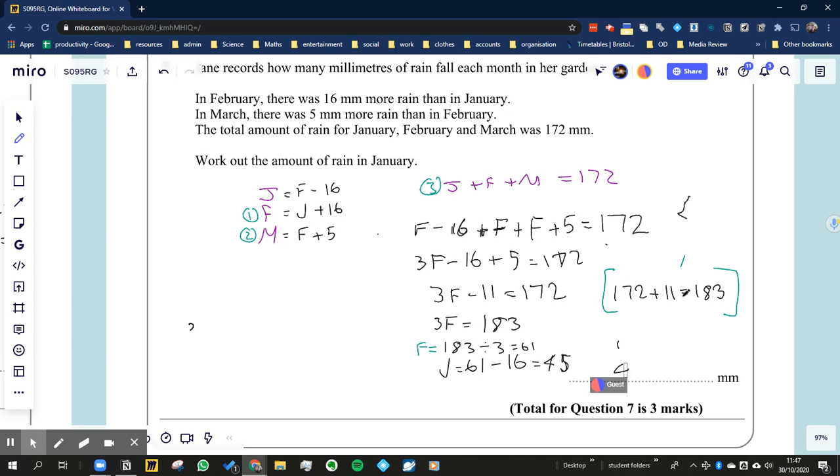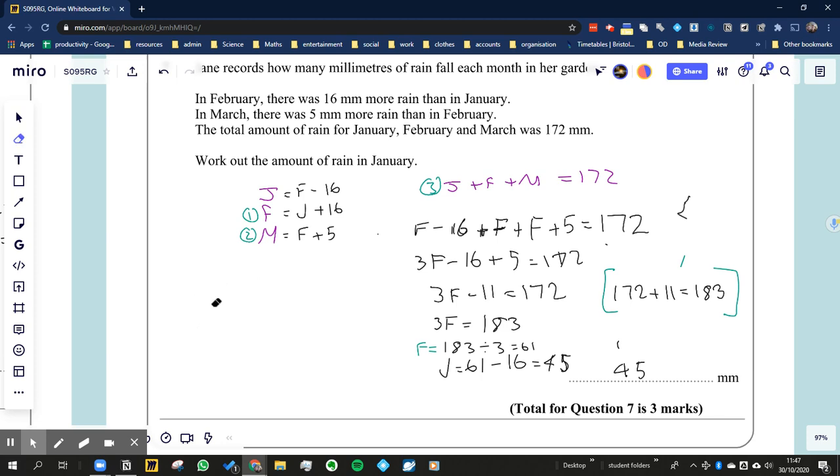Then they said 172 plus 11 is equal to 183 because they're going to move that over there. And then they said therefore 3F is equal to 183, and then 183 divided by 3 is 61, so that's what F is. And then they went up here and said J is equal to F minus 16, so that's 45. So that is fine. What I would suggest is that this step here really should be not in terms of F's, because it's the J's that we want. It was the J that we want to find out.